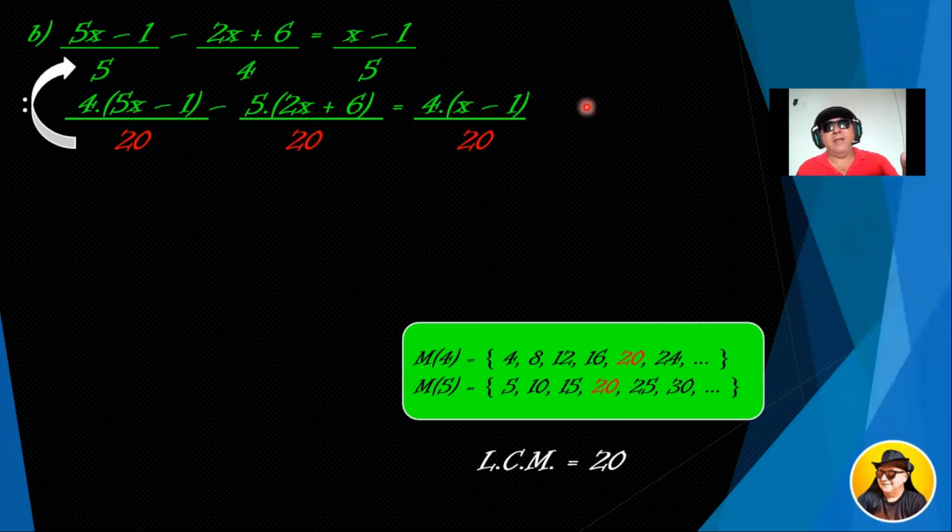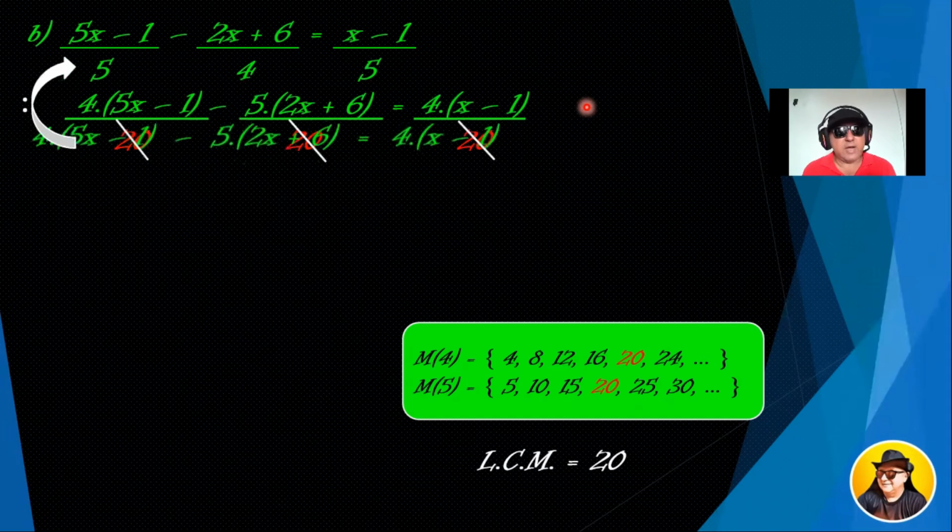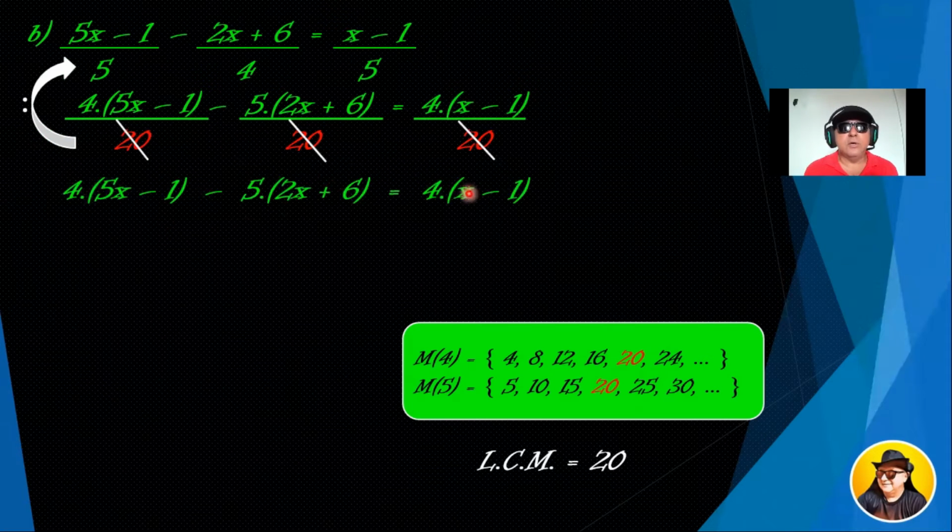And finally, let's cancel the 20, the denominator, because it has already done its work. So we don't need it anymore. So see, cancel it, and cancel it. Remove it. All right? So what remains? The numerators. So it is equation type 2.